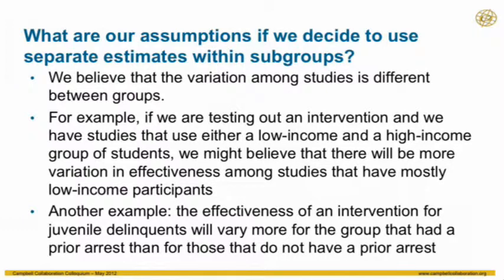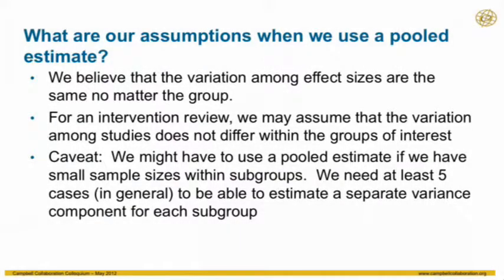Okay. The other route, which is pretty common, is assuming a common variance component. So we would come up with a weighted variance component across all of the subgroups and apply that same variance component to each of the groups. And this will help us get our weights for our moderator analysis and so on. And if we do that, we are assuming that the variance component, the variance of the effects in each of those groups, each of those subgroups, is the same, right? We're assuming a constant variance.